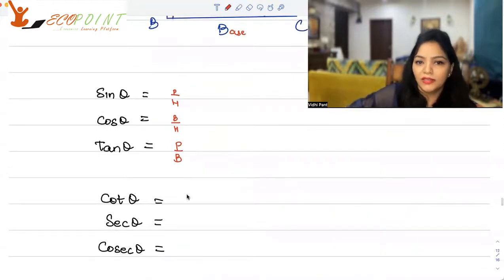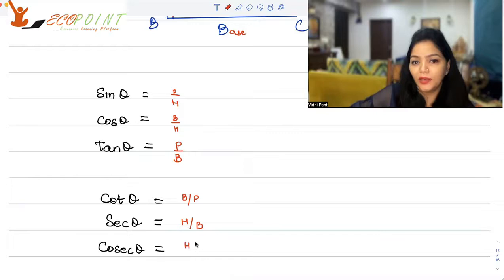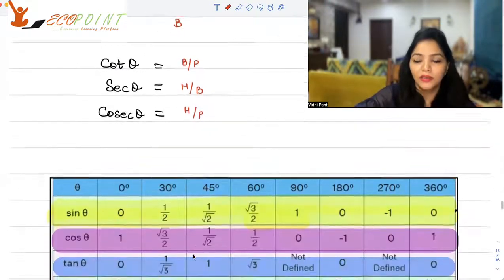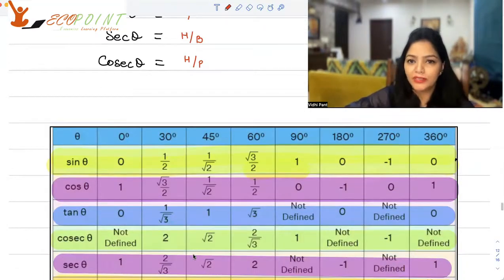Cot theta is 1 upon tan theta, so automatically it will be base upon perpendicular. Secant theta is 1 upon cos theta, so it will automatically be hypotenuse upon base. Cosecant theta is 1 upon sine theta, so it will be hypotenuse upon perpendicular. So these are the basic things that you should know, the ratios. Then what else you should know? You should know the basic values.